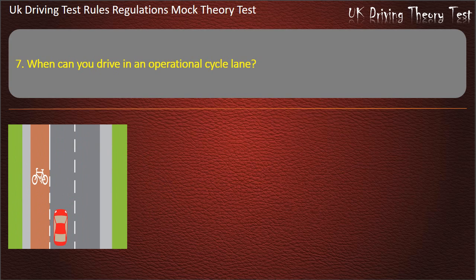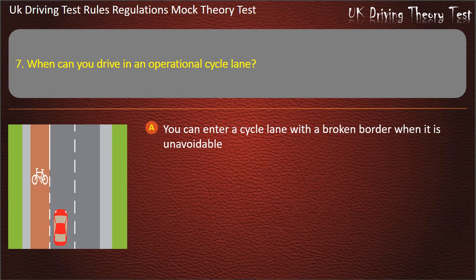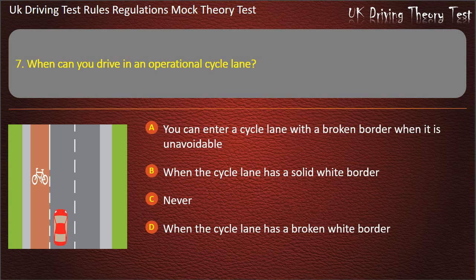Question 7. When can you drive in an operational cycle lane? You can enter a cycle lane with a broken border when it is unavoidable. When the cycle lane has a solid white border. Never. When the cycle lane has a broken white border. Answer. You can enter a cycle lane with a broken border when it is unavoidable.